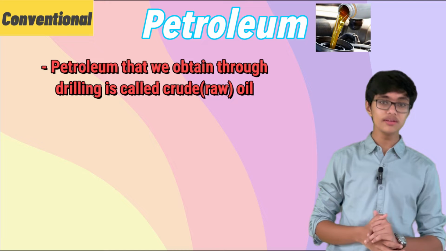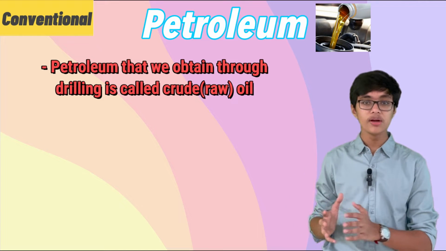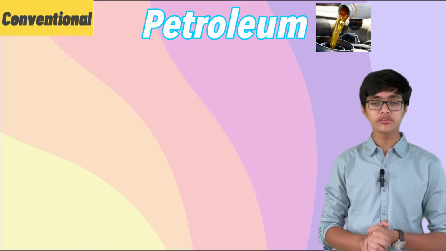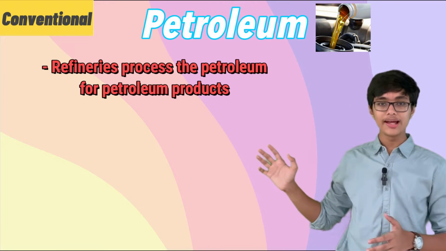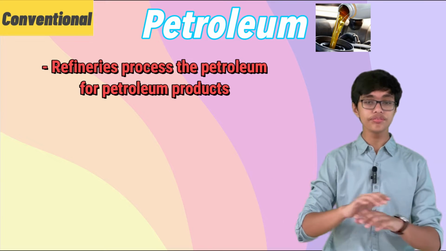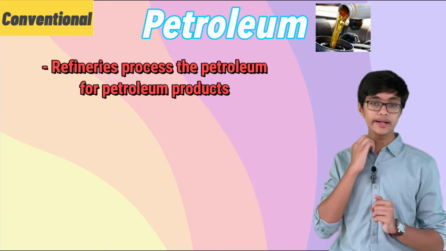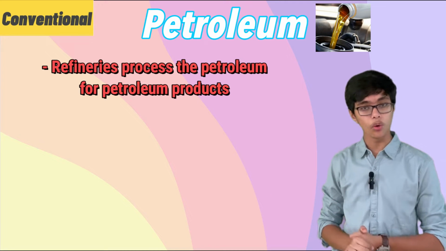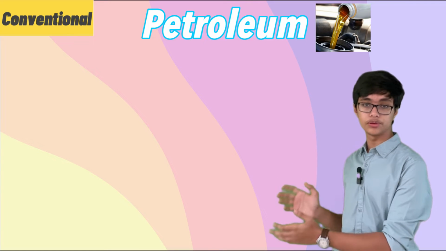This is contrasted from the processed oil or the processed petroleum through which we receive petroleum products. This crude oil is basically sent to places called refineries, where this petroleum is broken down into different components such as wax, kerosene, petrol, diesel, etc. And these different components are called petroleum products. So that is basically how petroleum works.